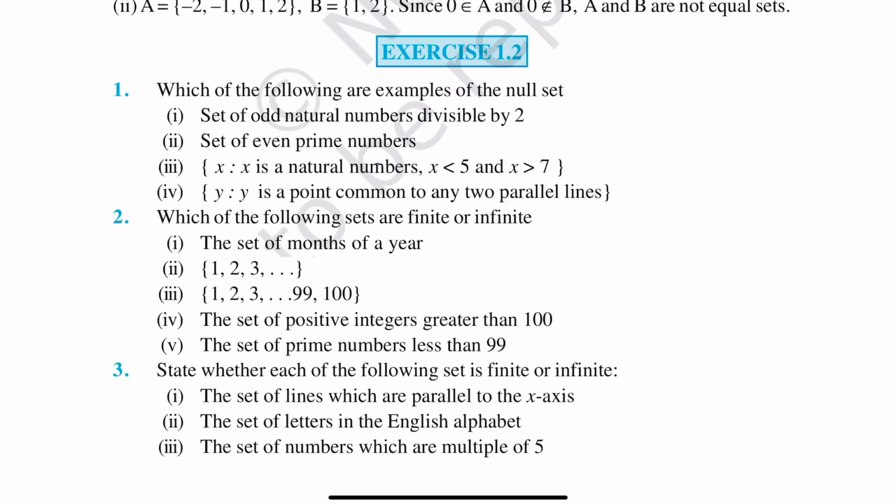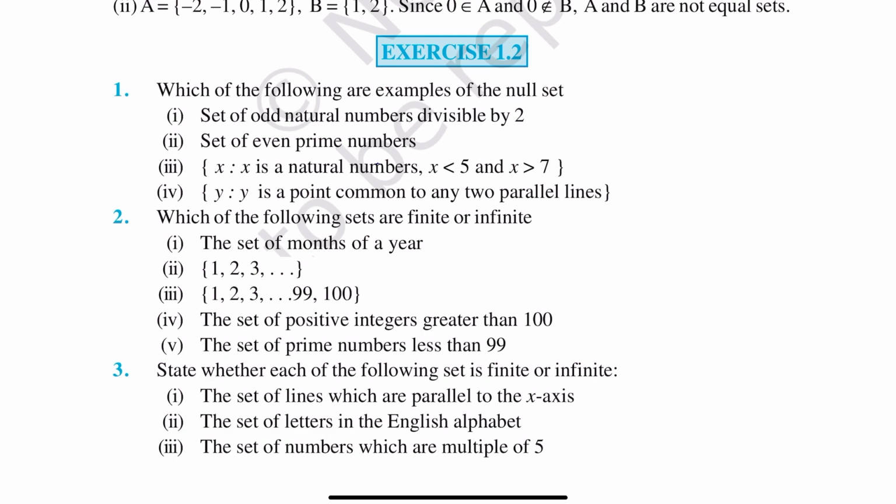Hello friends, in this video we will discuss exercise 1.2 of the NCERT book of 11th class. So the first question is, which of the following are examples of null set? And what is a null set? A set which contains no element. And we give the notation, as in the previous video also, phi and braces only. There is no element mentioned here.